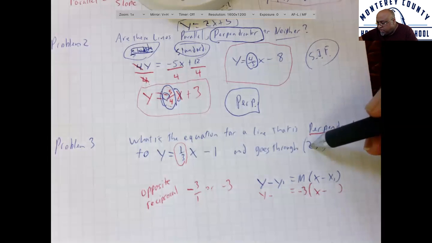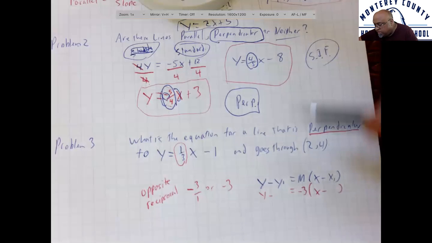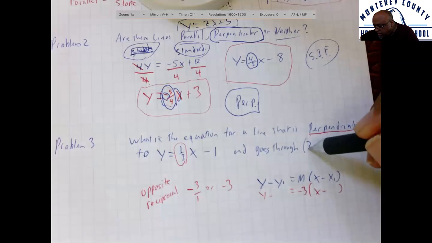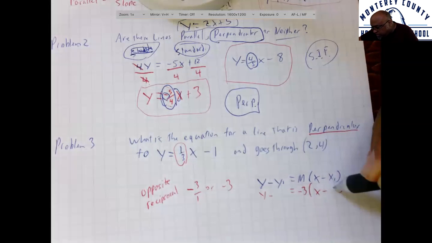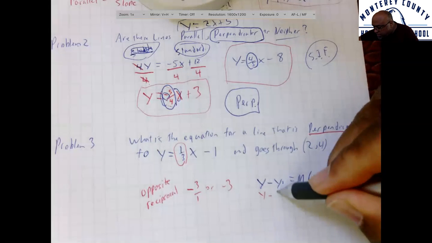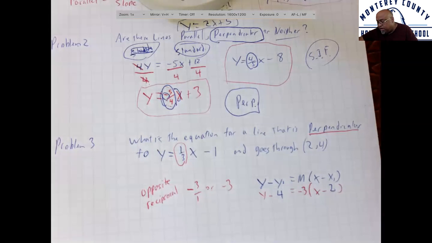Okay, my x value is 2. Now I know there's that tendency to say, okay, the left thing goes in the left spot and the right thing goes in the right spot. Don't do that. Put the x in its correct spot and the y in its correct spot. Okay, you have to look carefully at the equation. So now we have solved it.